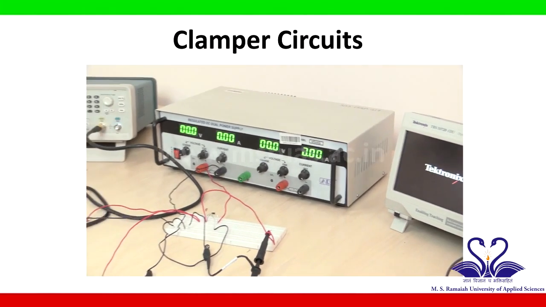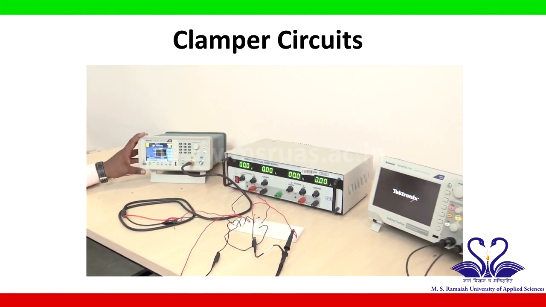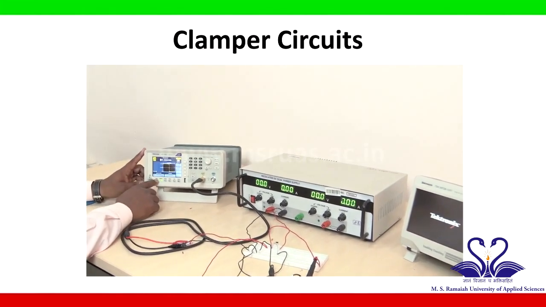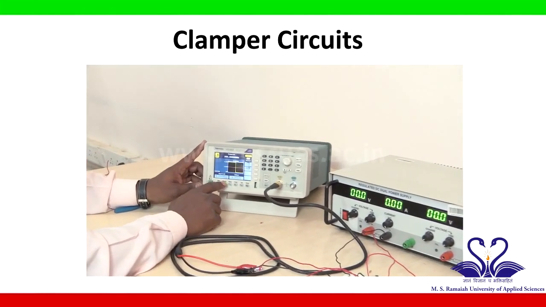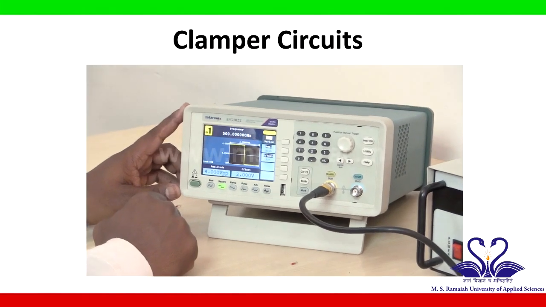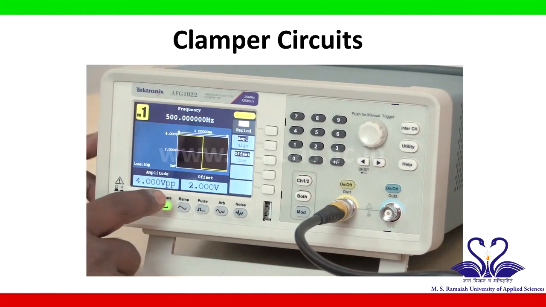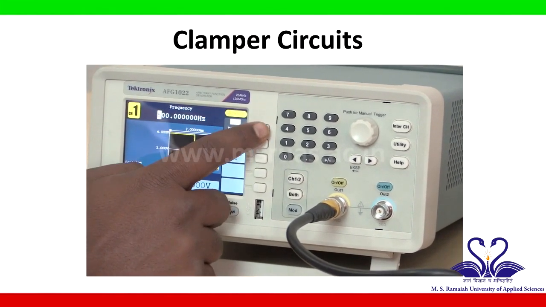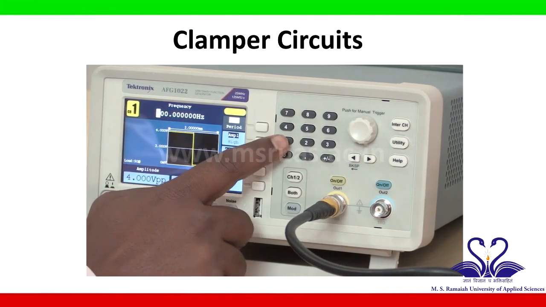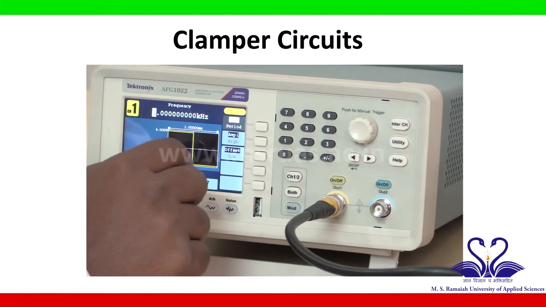For this experiment we need a square wave as an input that we have to set in the function generator. So I need a square wave, press the square button. I need a square wave having a frequency of 1 kilohertz, so I will set the frequency of this square wave signal as 1 kilohertz by pressing this button. I will type 1 and press kilohertz.